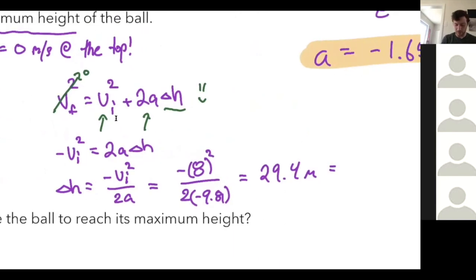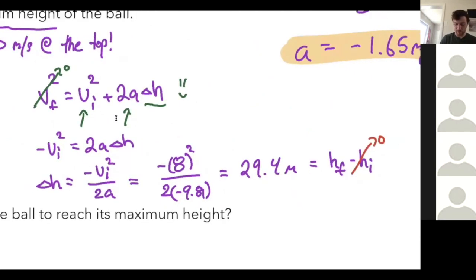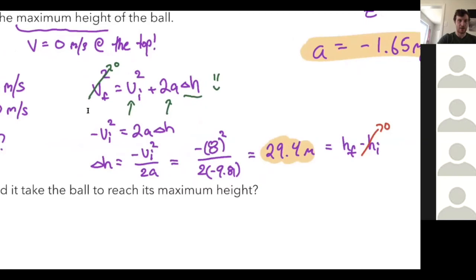If you want, technically this is equal to final minus initial, but our initial height was 0 since it's on the ground. And it makes sense. Your change in height is going positive from down here and up. You're gaining height. So cool, 29.4 meters up in the air.